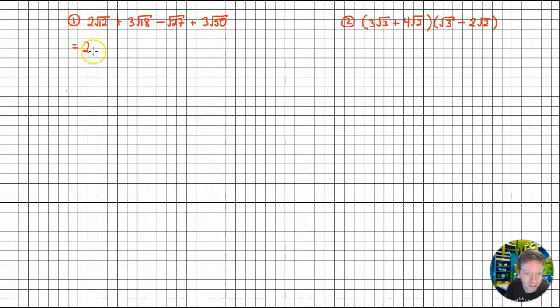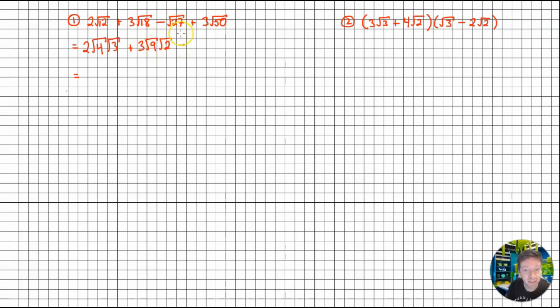So if you look at 12, we can get it by multiplying 4 and 3. The root of 4 gives us 2. So we can solve for that, but we'll do that in the next step. Let's do the same thing for each and every term. So what about 18? Well, 18 is 9 times 2, and 9 is a perfect square. So I can change that into 3 root 9 root 2.